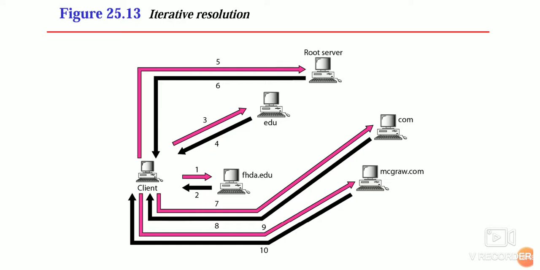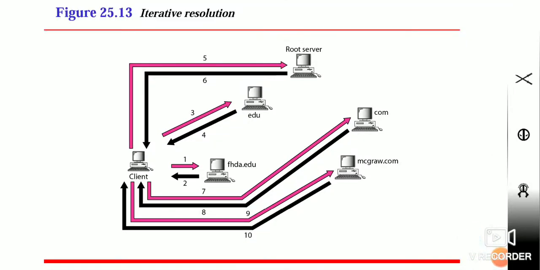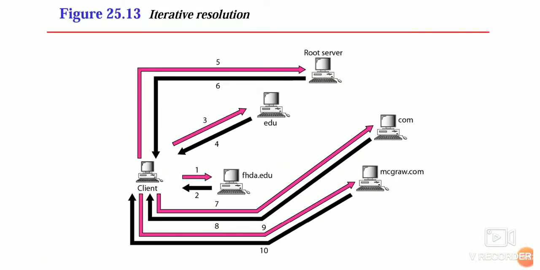Now the client is making another request to the EDU server. The EDU server doesn't have the actual resolution either, but it may know where to forward your request next. So it is giving that particular link to the client. Now the client is making a request to the root server. It is not available with EDU, but EDU asks you to reach the root server. So now I am reaching the root server separately, and the root server doesn't have the data, but it knows where to reach. So the root server is giving the link to reach the com server.